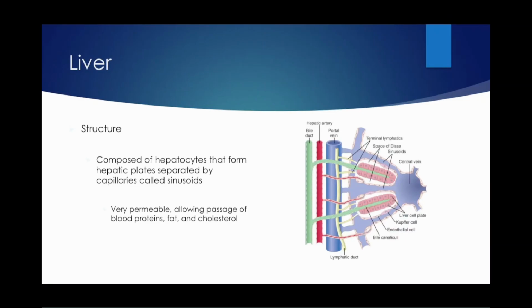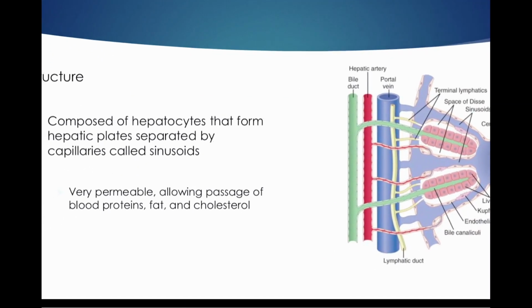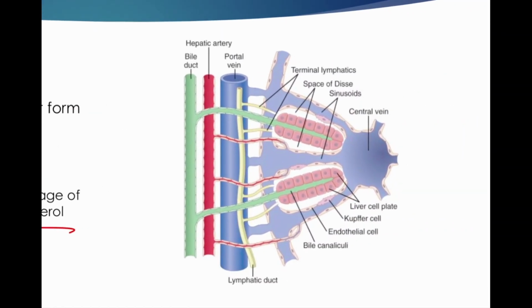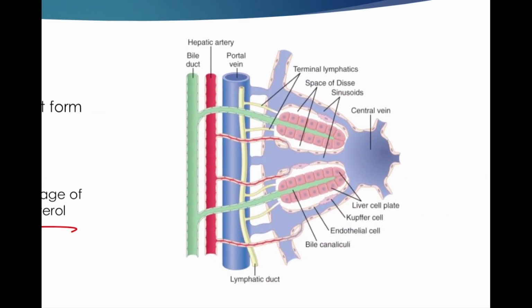The structure of the liver is very unique because of what it does with the portal system. It mixes arterial and venous blood together as it goes into the liver. They have these hepatic plates surrounded by these capillary sinusoids, very permeable, blood protein, fat, and cholesterol. This is where we can get rid of proteins and make proteins. It happens in the liver. So if you look at this picture here, you'll see here's the portal vein, here is the hepatic artery, and here is your bile duct.